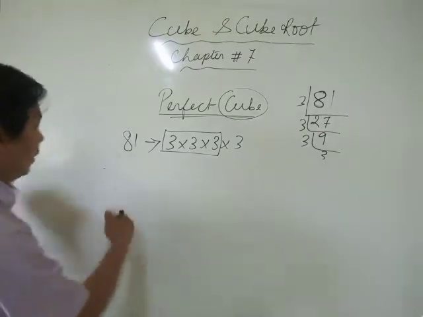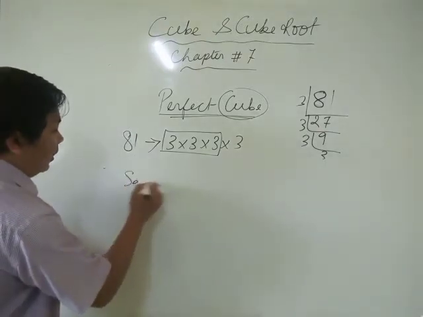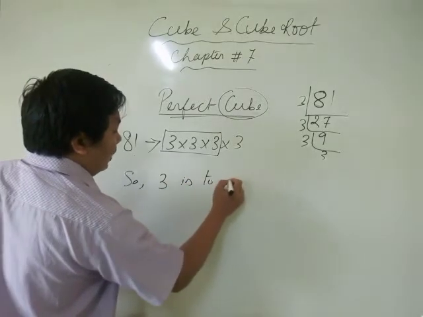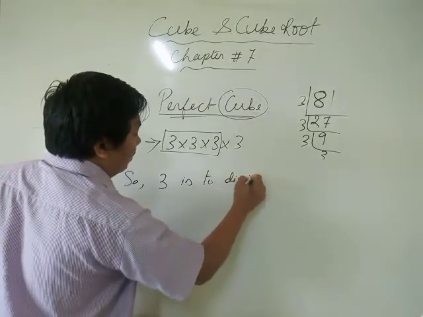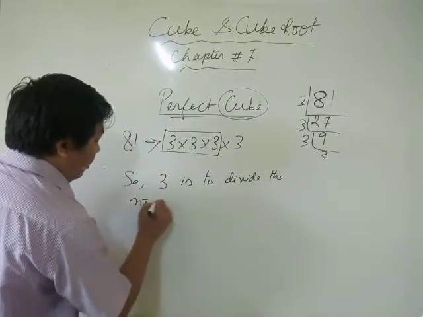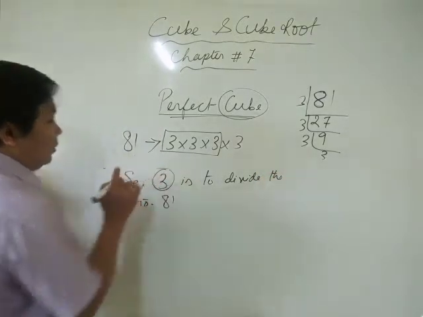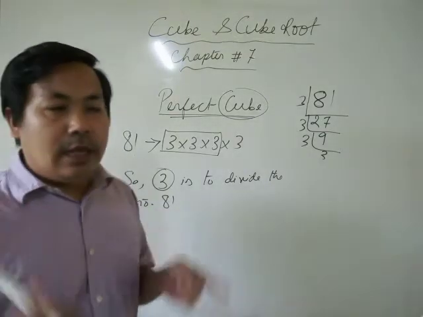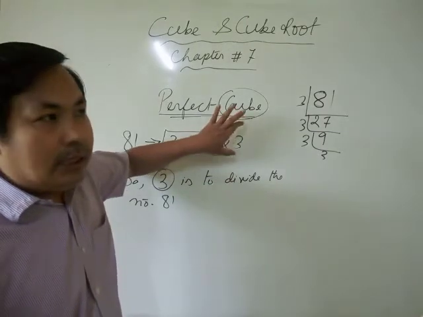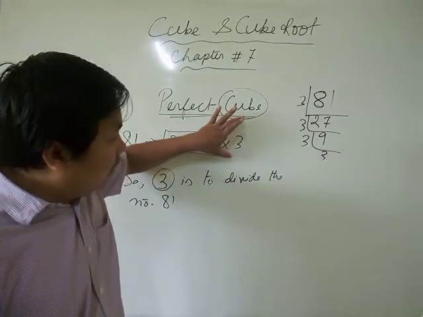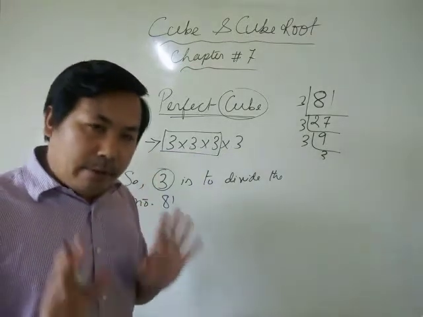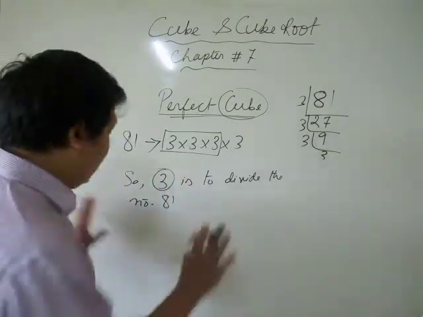So let us see. So 3 is to divide the number 81. Because this 3 is not paired, only a single number is there. So if this 3 is dividing 81, then we'll get the perfect cube. That is true. Okay, so let us see.